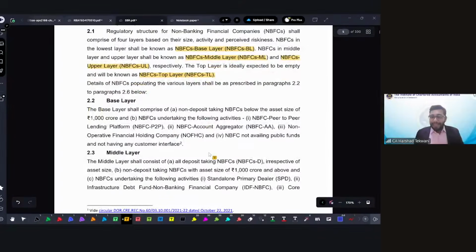What is included in the base layer? Base layer includes non-deposit taking NBFCs below asset size 1000 CR, and NBFCs performing the following activities: peer-to-peer lending, P2P, NBFC aggregator, account aggregator, NOFHC, or NBFC not availing public funds and not having any customer interface. If this is the NBFC, then this NBFC will go into the base layer. Important. Remember this. Non-deposit taking, having asset size below 1000 CR, and the functions.